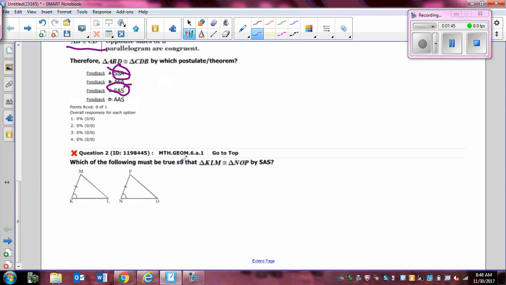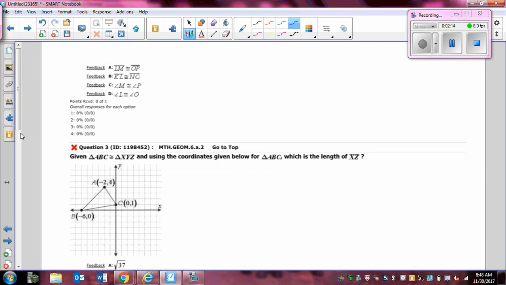It says, which of the following must be true so that these two are congruent by side, angle, side? So we have a side. We have the very next angle. It has to be the very next side. Remember, the angle has to be in between my two sides. So in order for these to be congruent by side, angle, side, I need this side to be congruent to this side, okay?